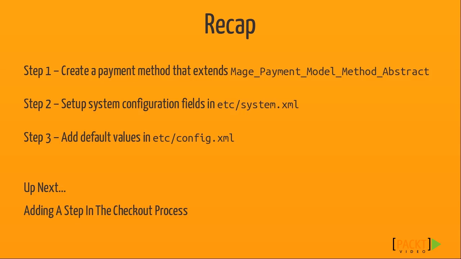Let's recap. Creating our payment model took three steps. First, we created the payment method, which extends from the Mage Payment Model Method Abstract class. Then we set up some system configuration fields in etc system.xml. These fields are accessible through the payment method model's getConfigData function, which comes in handy and is in fact used automatically throughout a lot of the Magento source code. Finally, we had to add some default values in etc config.xml, including a couple of hidden values which were explained in the video.